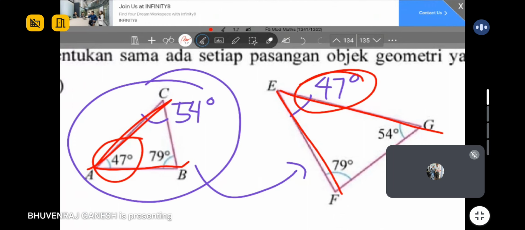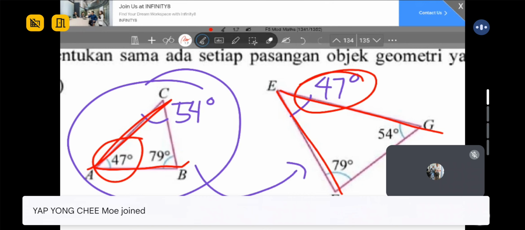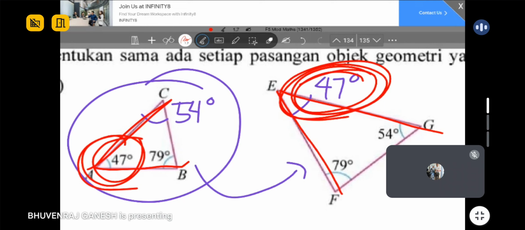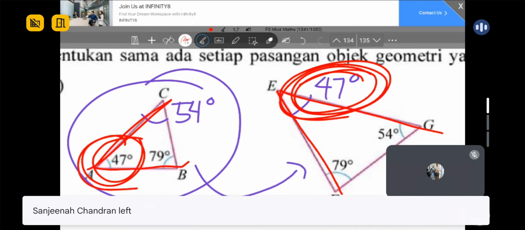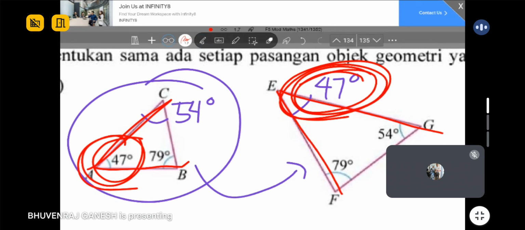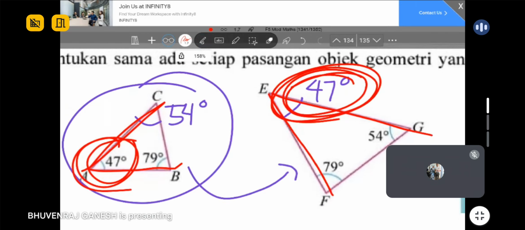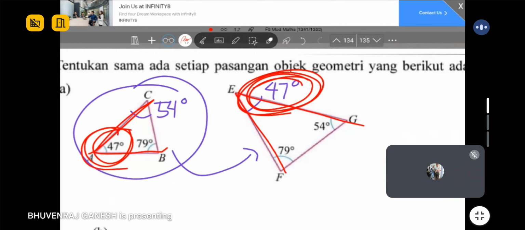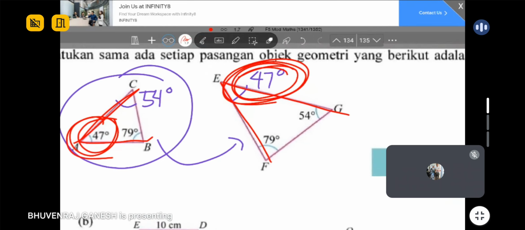Definitely the value not the same. Nilai tak sama. But the nisbah, ratio of the value will be the same. Nilai nisbah dia akan sama. Why? Because they share the same angle. Mereka ada sudut yang sama. Do you all understand that, guys? So means that when the angle the same, the ratio of the length will be the same. Nisbah panjang akan sama. Itu yang kita boleh dapat dari sini. So that's why they are similar, serupa. Understand, guys? Do you get it?